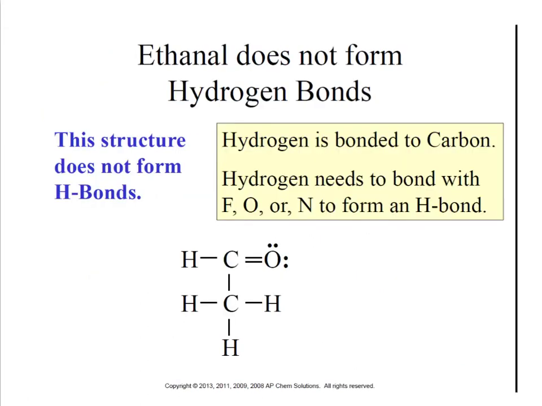Now, a molecule like ethanol does not form hydrogen bonds. A lot of students will look at this and say, well, it's got oxygen, it's got hydrogen, therefore it's going to form hydrogen bonds. It's not the case. The hydrogens have to be covalently bonded to either fluorine, oxygen, or nitrogen. In this case, the hydrogens are covalently bonded to the carbons, so it will not form hydrogen bonds in this case. It'll form other intermolecular forces, just not dipoles.